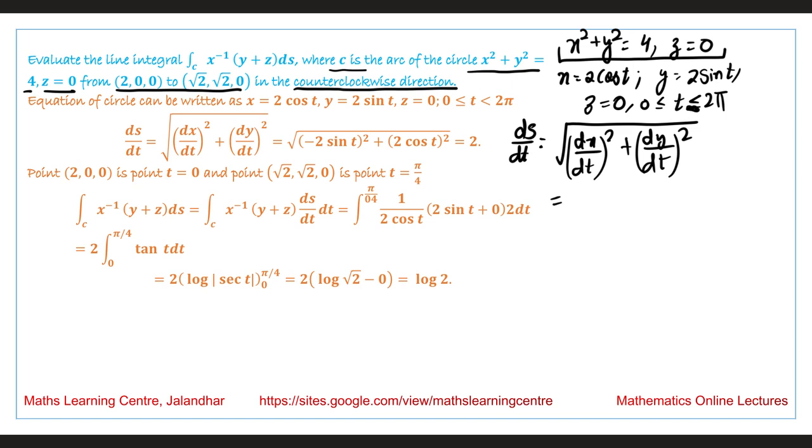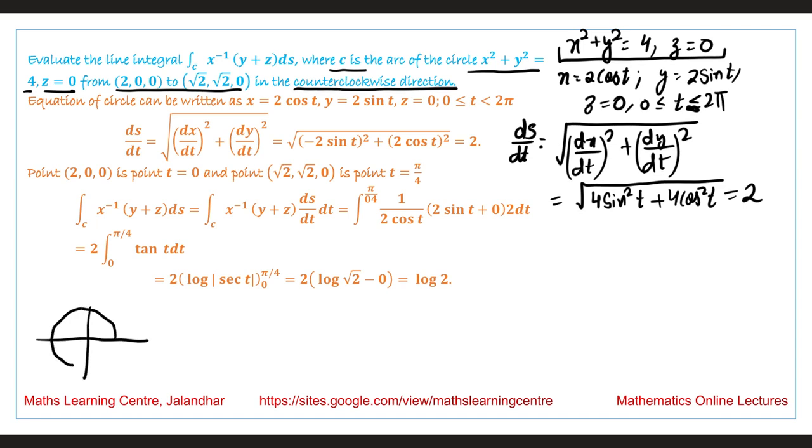So the answer we are getting over here is the square root of (dx/dt)² plus (dy/dt)², which gives us 4 sin²t plus 4 cos²t. So the answer we get is equal to 2. Now look at this figure over here. We are talking about a circle like this. It is in the xy plane.